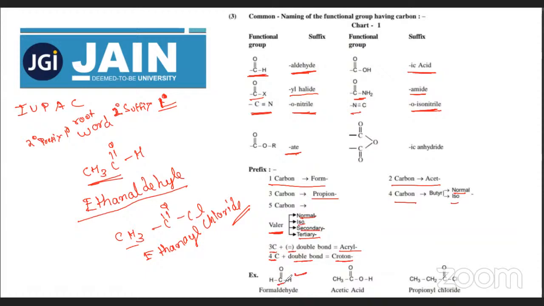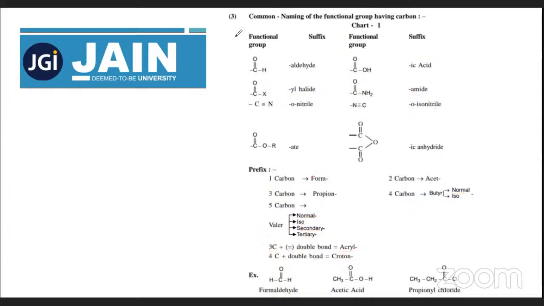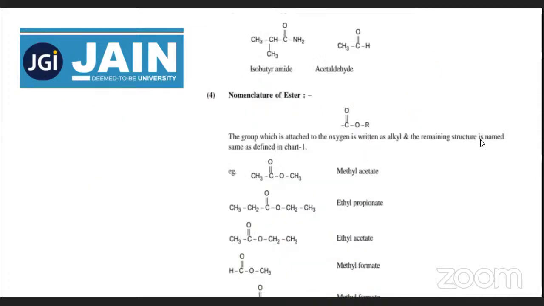Formaldehyde, if I have 1 carbon, 2 carbon, this group, so it is known as acetic acid. You can see here, I wrote form, and because of the aldehyde group, I wrote aldehyde. I have 2 carbons, so I wrote acid, and because it has an acid group, I wrote it as ic acid. And because I have propyne, so I write it as propyne nitrile chloride. Whatever examples you want, you will find everything here.